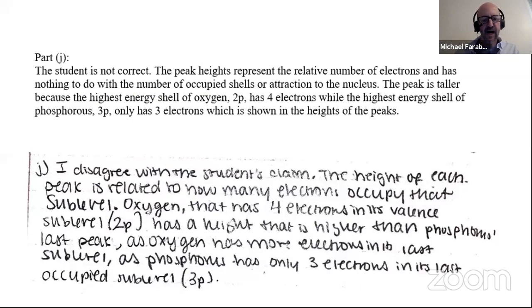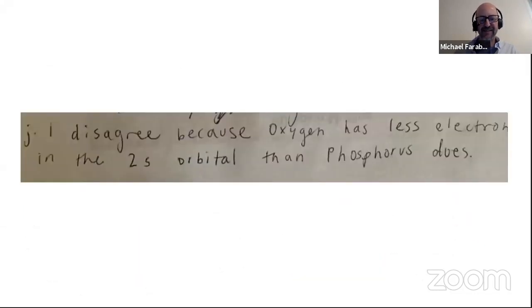All right, the student is not correct. The peak heights have to do with the number of electrons, 4 versus 3. Looks good. I disagree. The height of each peak is related to how many electrons occupy that sublevel, comparing P4 and P3 configurations. All right, this person disagrees, but they say because oxygen has less electrons in the 2s orbital than phosphorus. Okay, so that's not true.